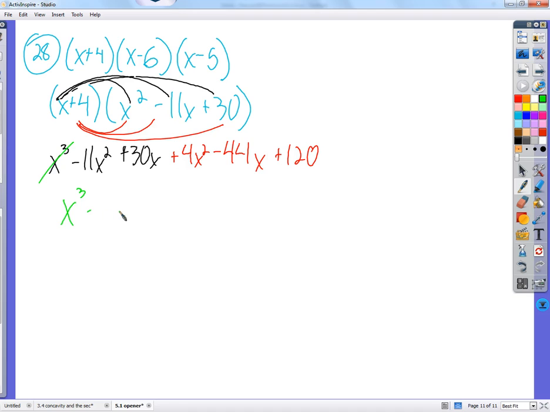So minus 7x squared, 30x minus 44x, minus 11x. One constant.